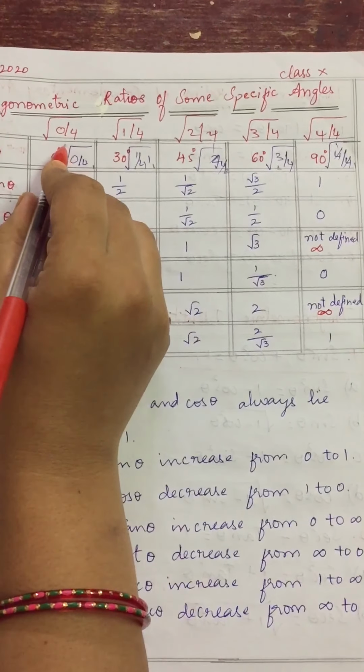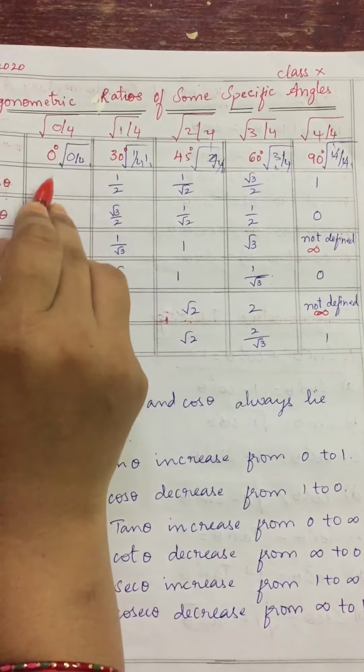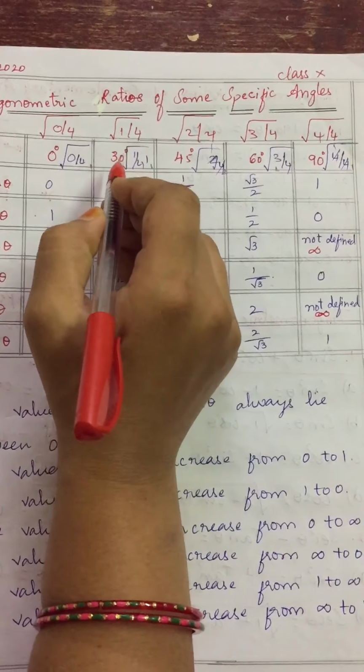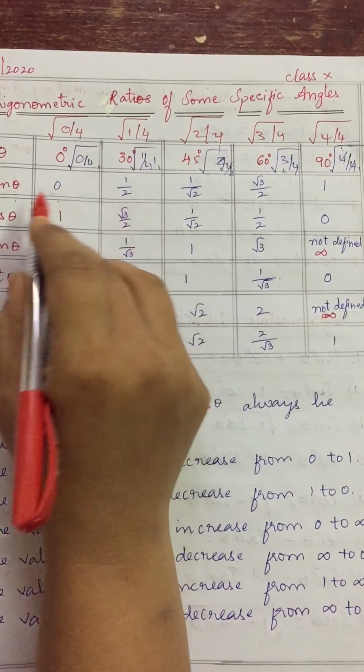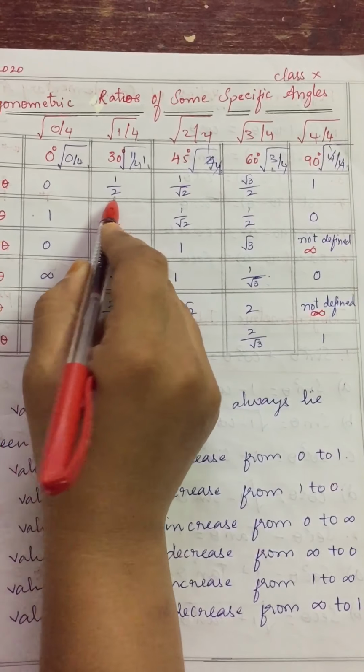0 by 4 is 0 only, so square root of 0 is 0. So sine 0 value is 0. Square root of 1 is 1, square root of 4 is 2, so 1 by 2. Sine 30 degree value is 1 by 2.